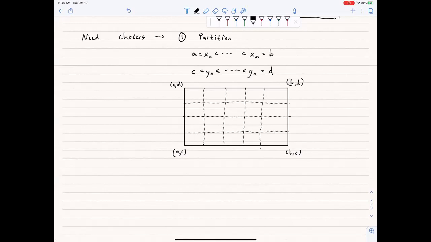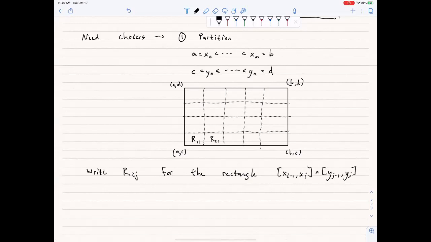And we'll give ourselves some notation. So we'll write Rij for the rectangle given by [xi minus 1, xi] cross [yj minus 1, yj]. So we get R11 here, R21, so on, R22, so on and so forth.